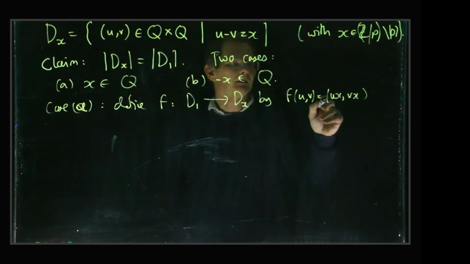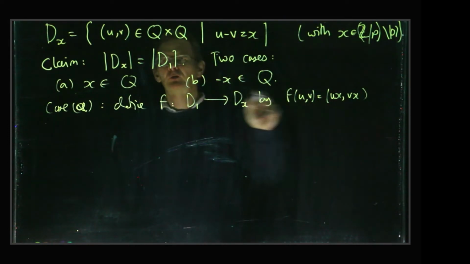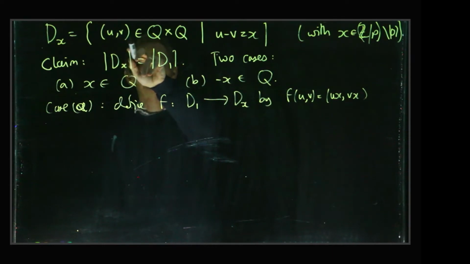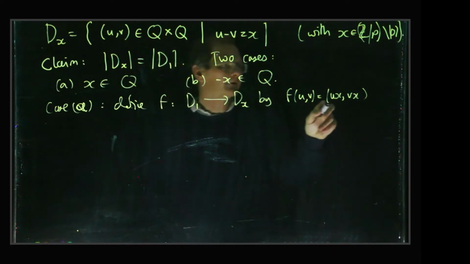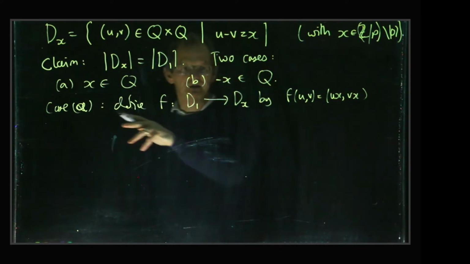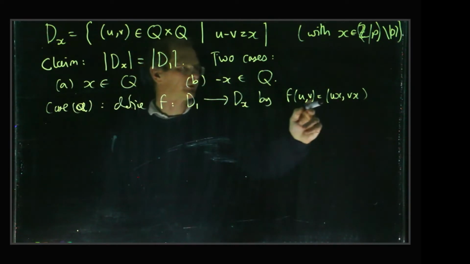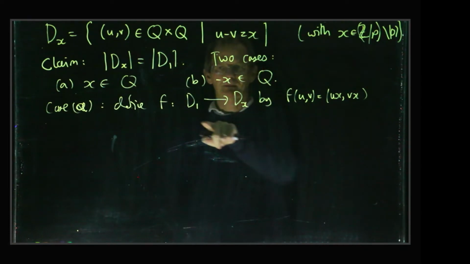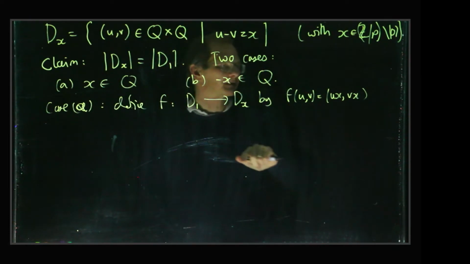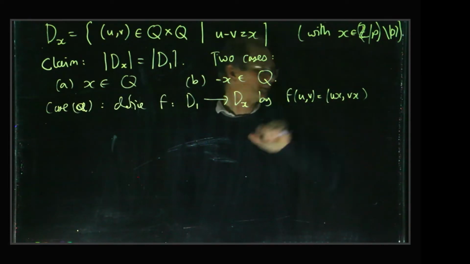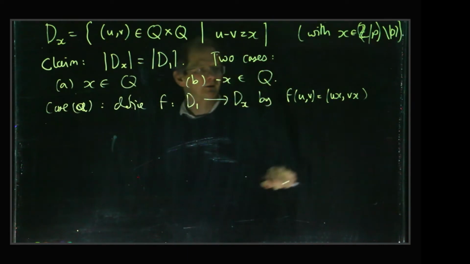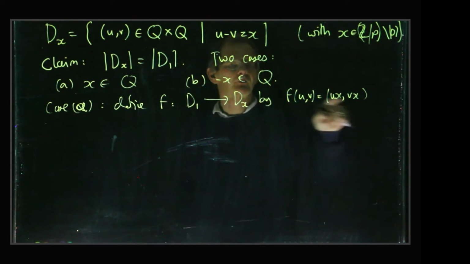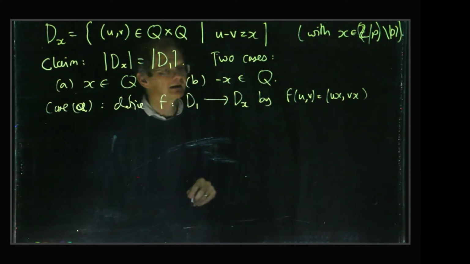So here, the pair (u,v) was in this set Dx, which means that u and v are both in Q, they're both squares. We're multiplying by x, which in this case we're also assuming is a square, so ux is a square, vx is a square. The pair (u,v) was supposed to be in D1, so u minus v is 1, so we multiply by x, ux minus vx is equal to x. So that means that this pair (ux, vx) does indeed lie in Dx.